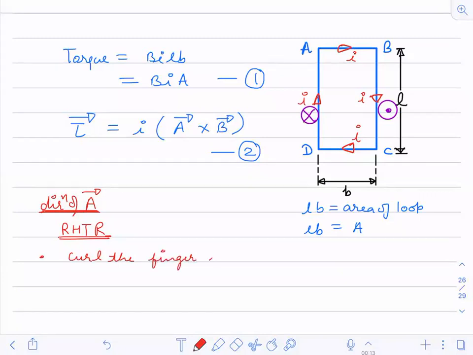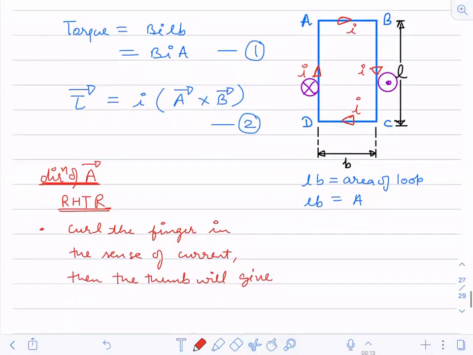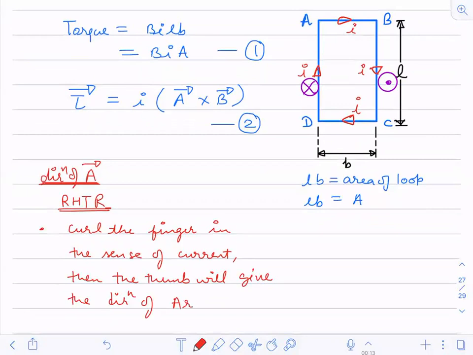You're supposed to curl the fingers in the sense of current. Here in this case, the direction of current is clockwise. So you just curl the fingers in the direction of current, then the thumb will give the direction of the area vector.